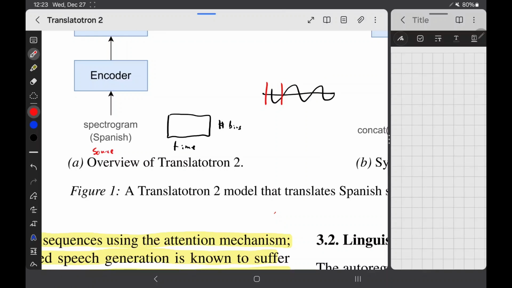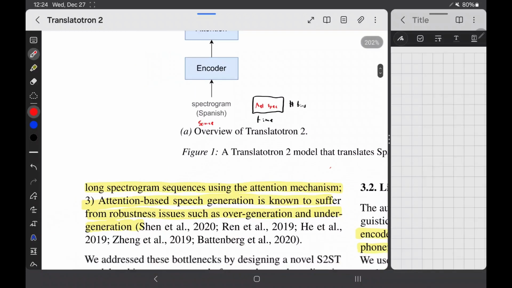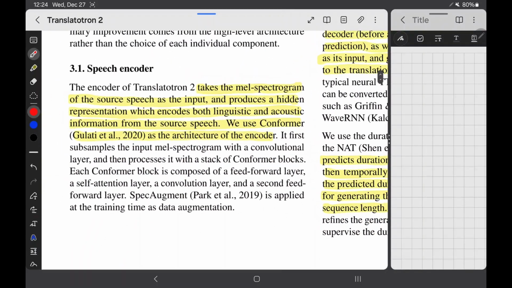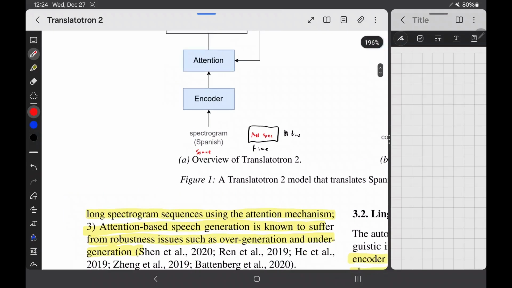So you take the MEL spectrogram here, and that'll be used just as an input. The MEL spectrogram is basically just an image, a normal old spectrogram, and you throw this through an encoder. They say that the encoder takes the MEL spectrogram of the source speech as input and produces a hidden representation which encodes both linguistic and acoustic information from the source speech. So basically we just want to encode this somehow, as opposed to using the raw data. To do that, they have this fancy looking encoder, and it's called a conformer.